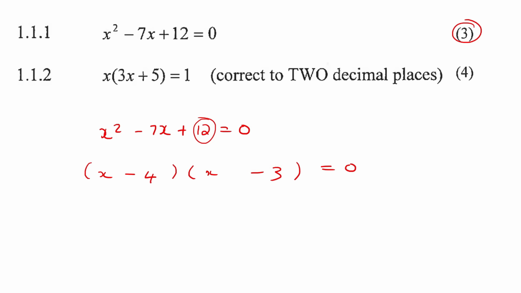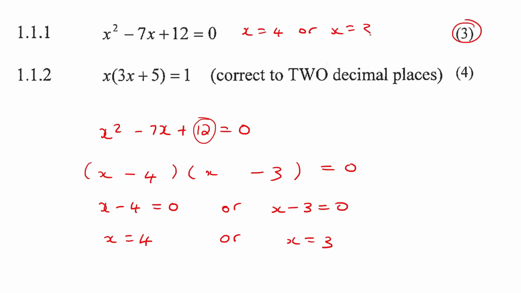Alright, and then what we can do is we can then say that x minus 4 must be equal to 0, or x minus 3 would be equal to 0. So therefore, x is 4, or x is 3. Okay, so x is 4, or x is 3.